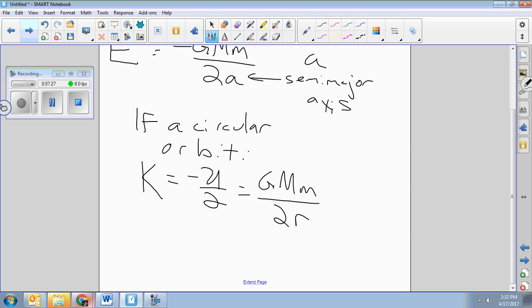All right, and I think I did not do a great job explaining that this equation was only true if you were in a circular orbit. So you can't just substitute A in. Correct. So let's think about why.